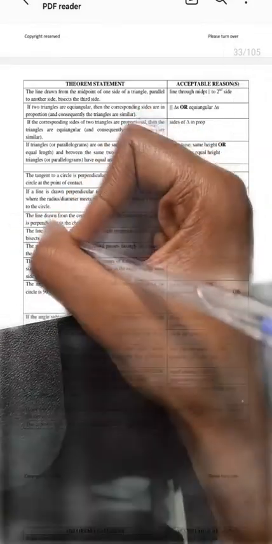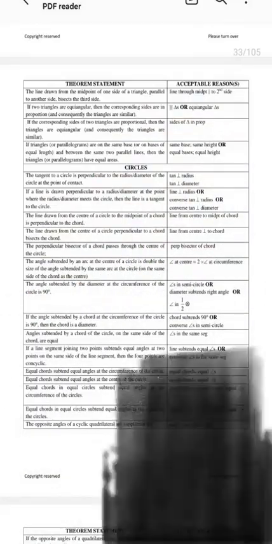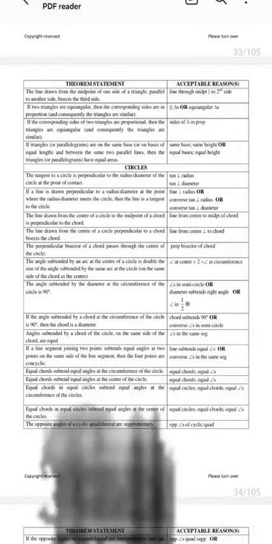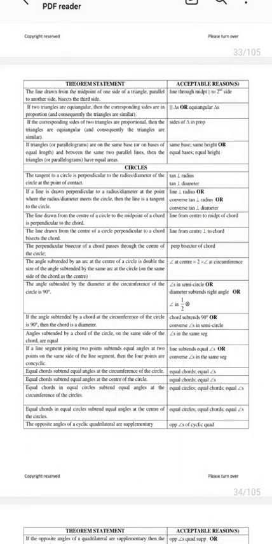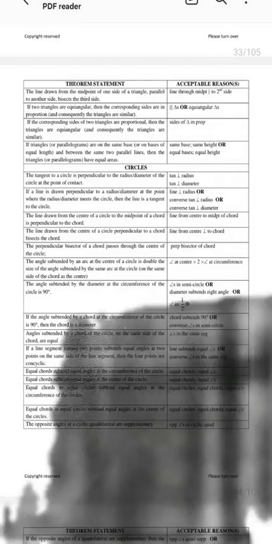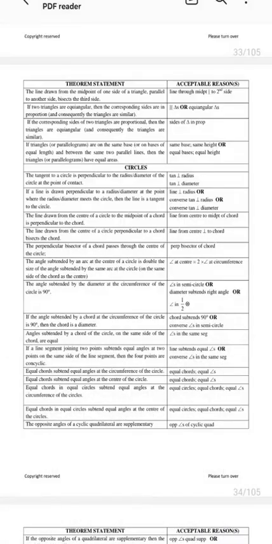What they've just told us there. So what is this saying in other words? Equal chords in equal circles subtend equal angles at the center of the circles. That's big. Isn't that big? I hope you see that's very big. Very, very big. Okay, so that's very important.